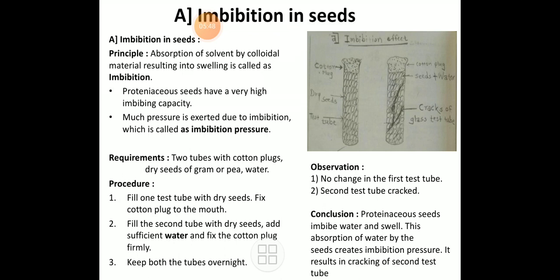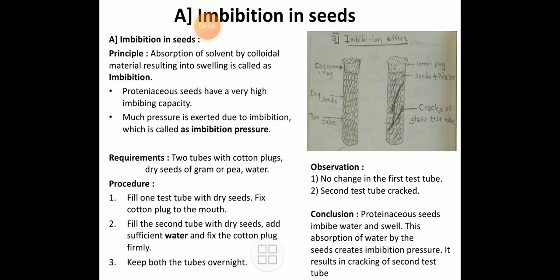The first test tube has no cracks, but the second test tube is cracked, broken. The second test tube cracked or broke due to some pressure exerted by the imbibed seeds.